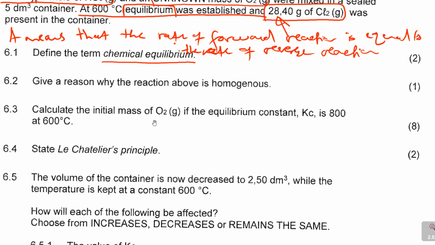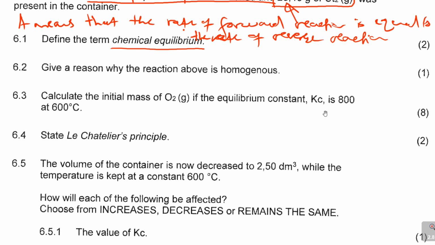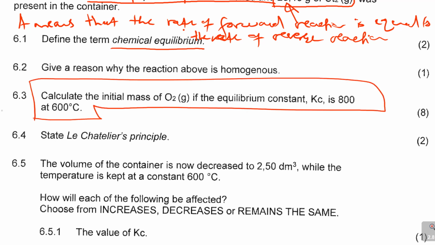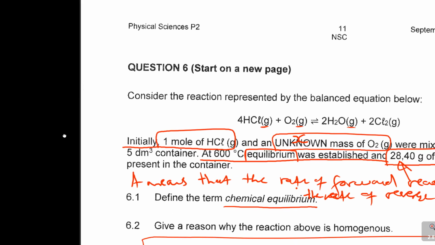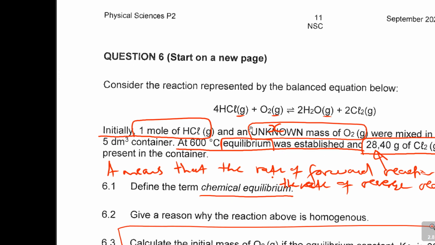Calculate the initial mass of oxygen if the equilibrium constant Kc is 800 at 600 degrees Celsius. Now there is our Kc calculation. The moment they say it's 8 marks, what must you do? Go for the RICE table. Remember the RICE table. You consider what you are given here. It's 4HCl plus oxygen is 2H2O plus 2Cl2.